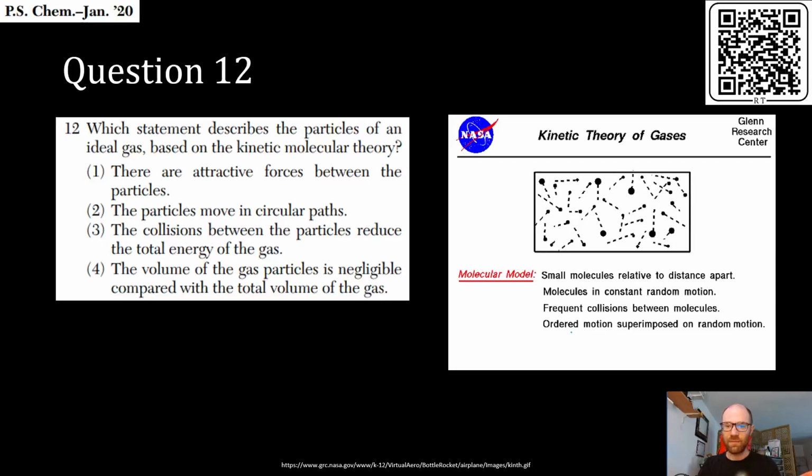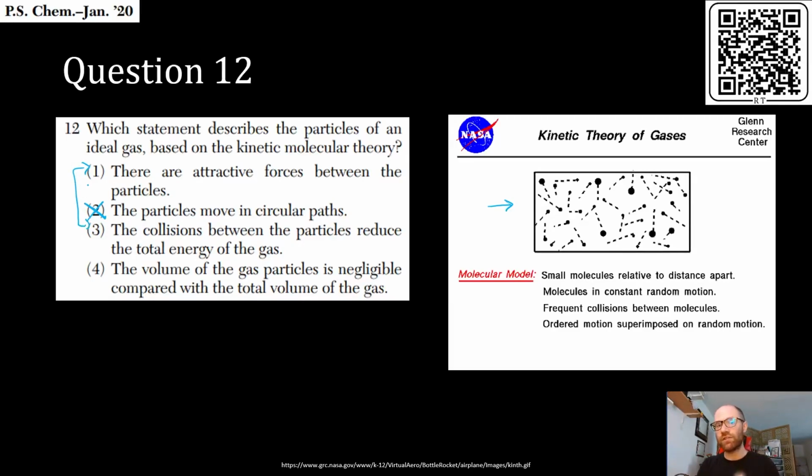I don't see anything about attractive forces. Circular paths, constant random motion. But if I look at the image, these do not look circular, so I'm going to cross that out. Collisions reduce the energy. Frequent collisions, orders super, and the volume of the gas particles is negligible to the total volume of the gas. So these two, 1 and 3, are connected.